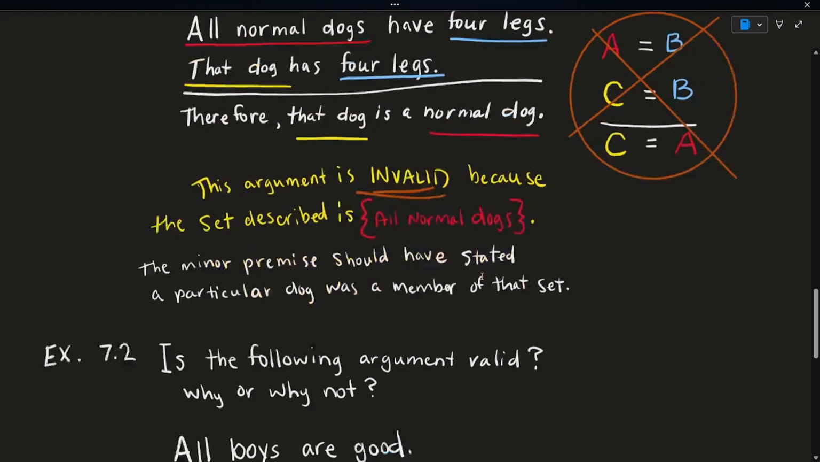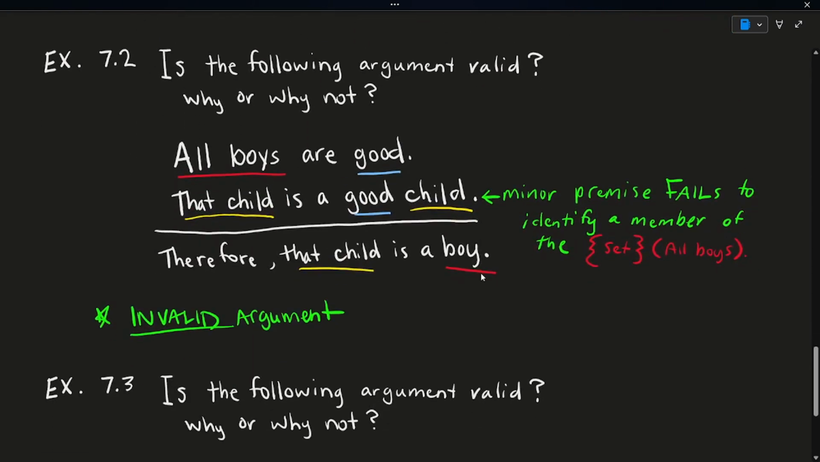So hope you understand that one right here. Let's go to example 7.2. Same thing. Is the following argument valid? Why or why not? All boys are good. That child is a good child. Therefore, that child is a boy. Invalid argument. I mean, you can already see it right here.